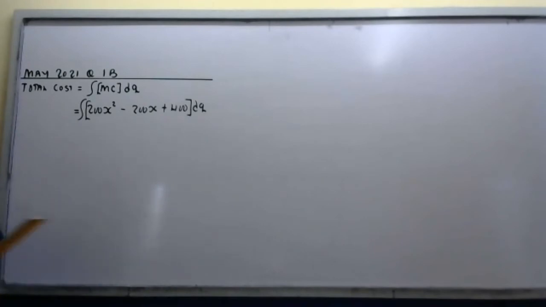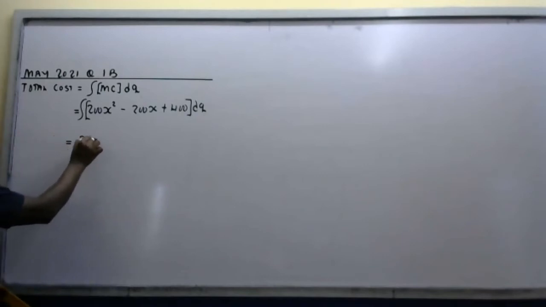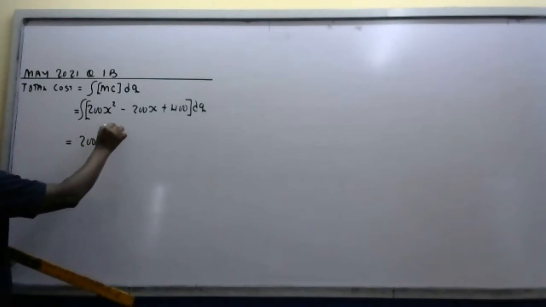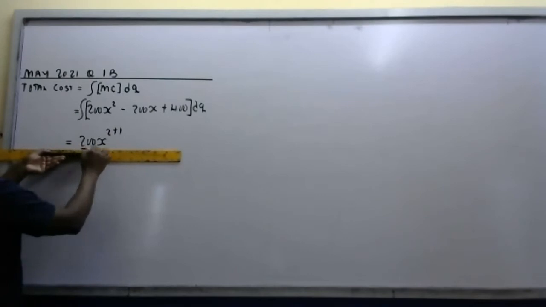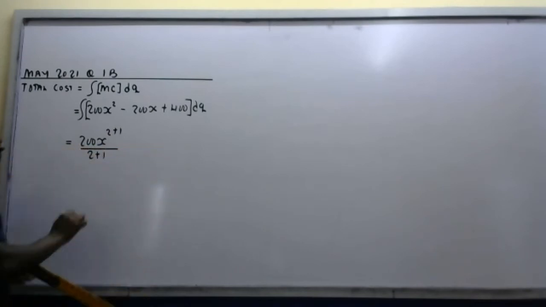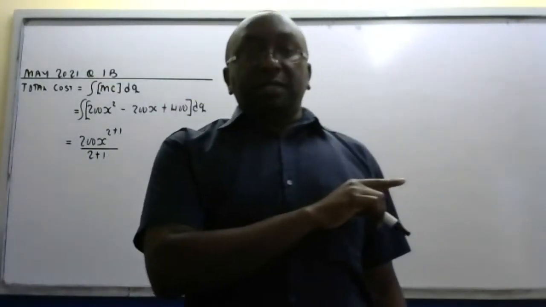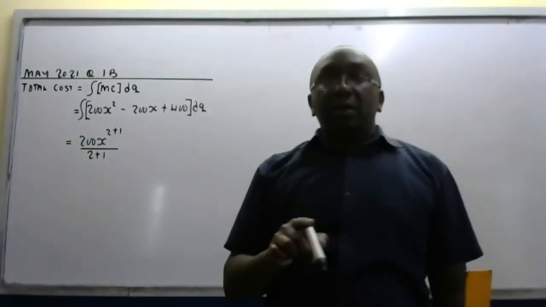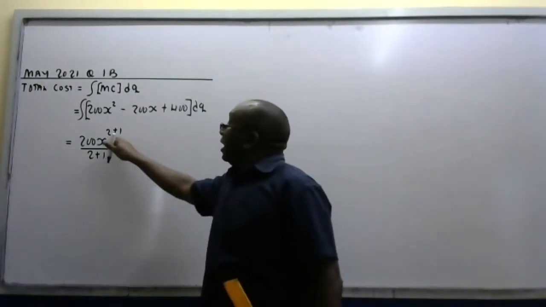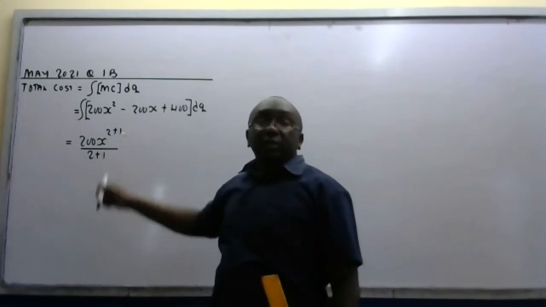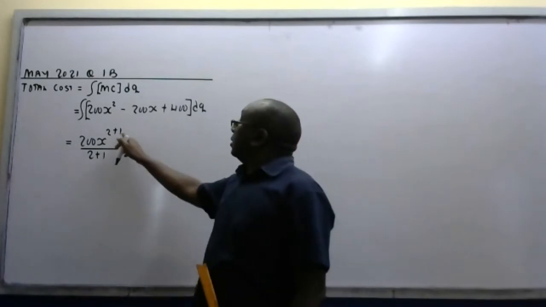So to do that integration, this is what you do. We get 200x squared. You add back 1, you divide by the new power, 2 plus 1. Integration is the reverse of differentiation. In the other question we answered, it was differentiation, where we were multiplying and then subtracting. So to do the reverse, now we add, then we divide.